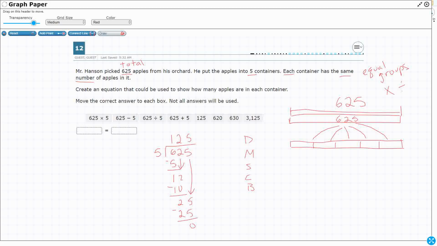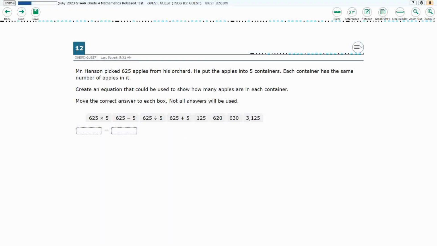So what I need here is, what did I do? I did 625 divided by 5, and that equaled 125. That is my division equation that represents this problem.